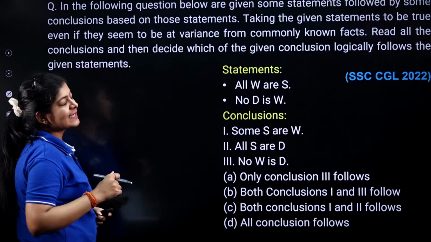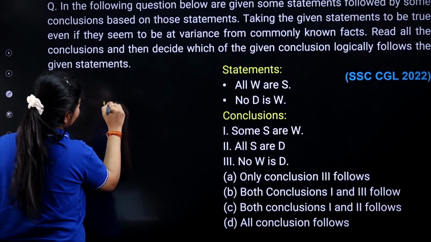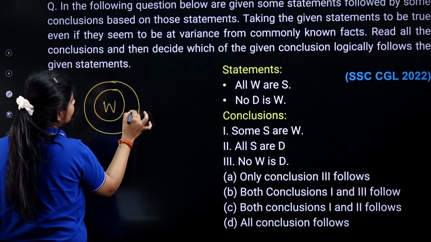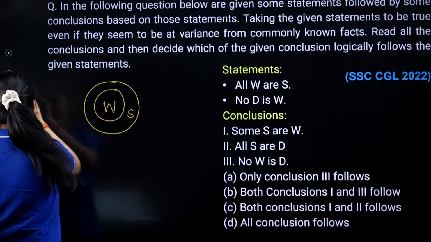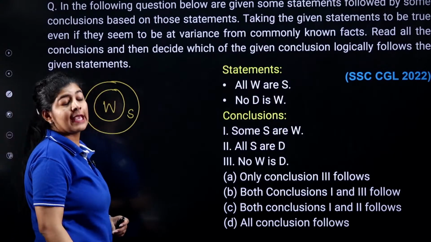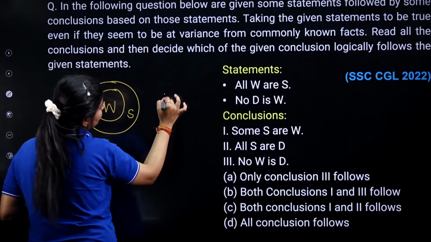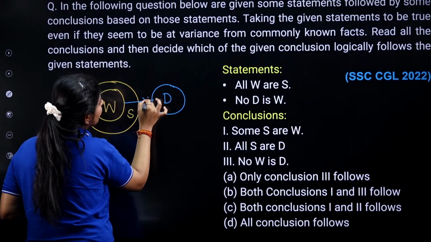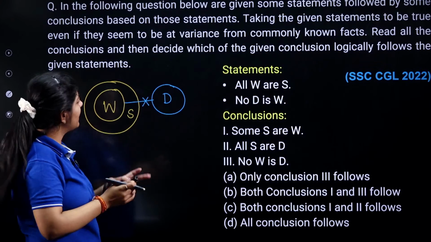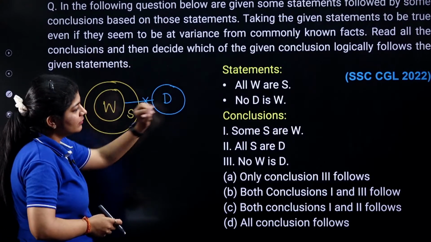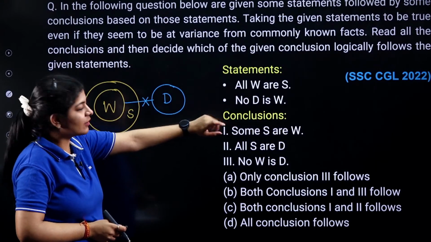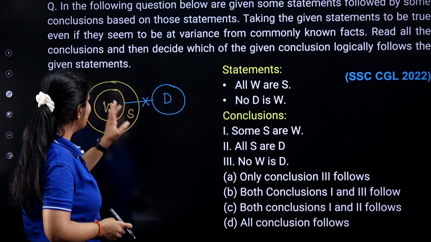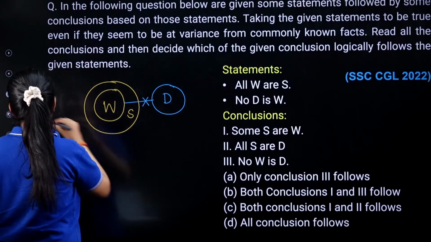So the statement is saying that all V belongs to S. Okay, next one. Next statement is saying that no D is W. No D is W. There is no connection between W and D. This is my basic diagram. Now, we need to check the conclusion. First conclusion, some S are W. Can we say that? Yes.